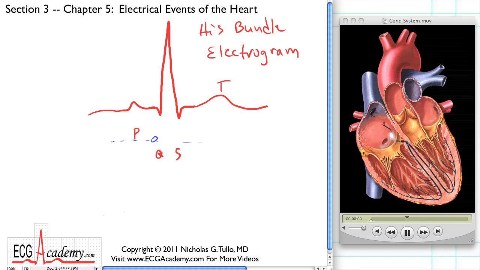Okay, so now what part of the QRS is the Q and the R and the S? It's very simple. The first downward deflection that occurs during ventricular depolarization is known as the Q wave. Following the Q wave, the next upward deflection is known as the R wave. Okay, and then if there happens to be another downward deflection following the R wave, then that is known as the S wave.